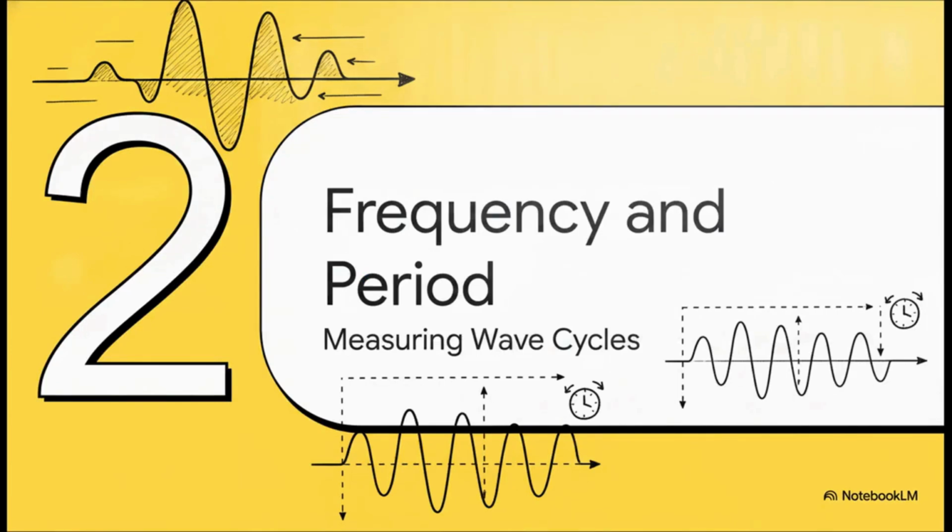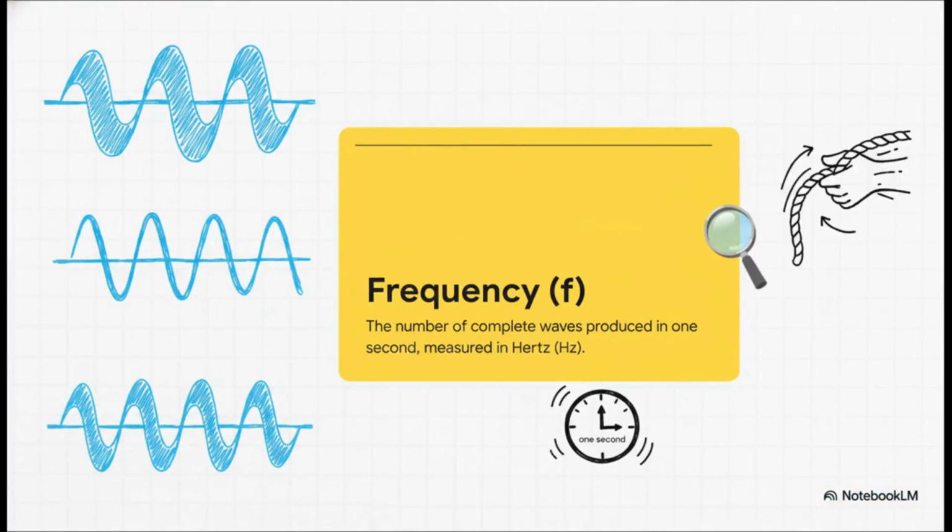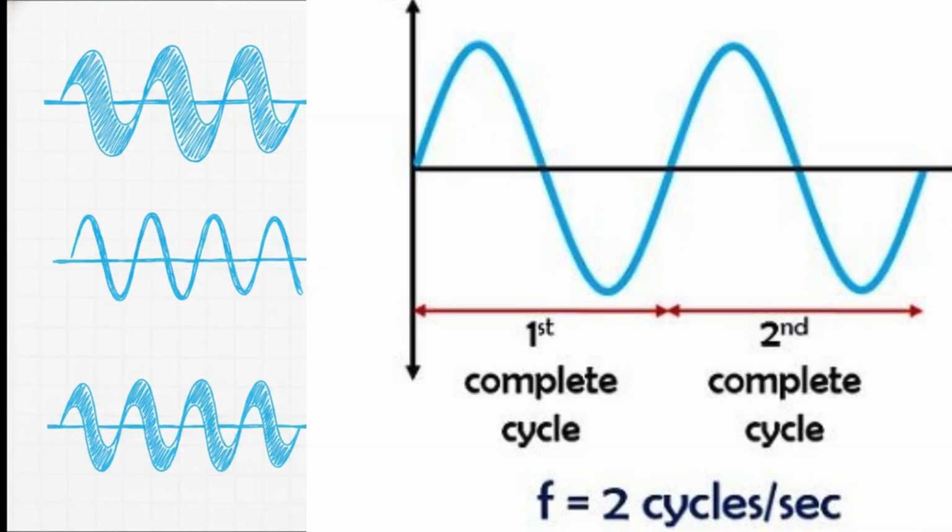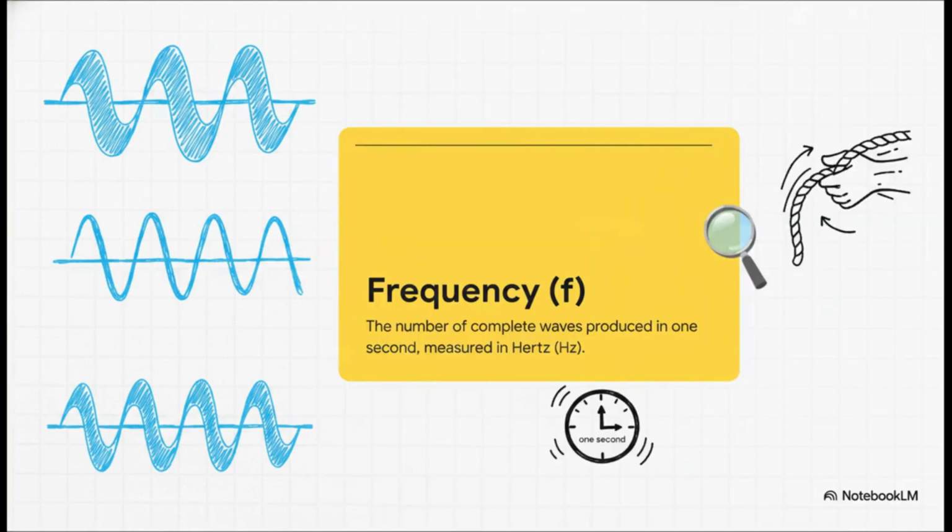Moving right along to part 2, frequency and period. First up is frequency, which we write as a lowercase f. Frequency is simply the number of complete waves, those crest and trough cycles we just talked about, produced in exactly 1 second. It's measured in a unit called hertz. I kind of like to think of frequency as a measure of how busy the wave is. If 5 complete waves are produced every single second, the frequency is 5 hertz. A higher frequency just means a much busier rope, packing more waves into every passing second.